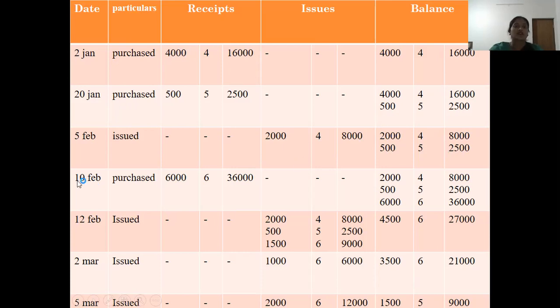Now come back to the 10th of February, when we have purchased. Immediately after the purchase, what do we need to do? We need to balance. On the 10th we made a purchase. How much? We purchased 6,000 units. What is the rate per unit? The rate per unit is 6 rupees. So 6,000 into 6 is how much? 36,000.